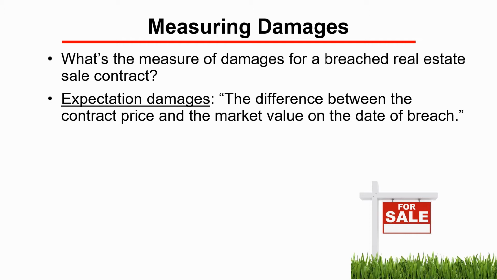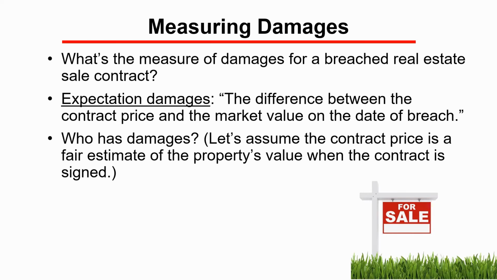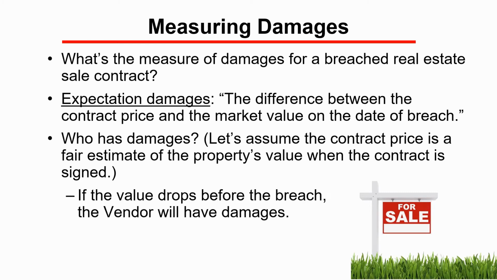They're measured by the difference between the contract price and the market value of the property on the date of the breach. Now, who has damages? If we assume that the contract price is a fair estimate of the property's value at the time the contract is signed, and let's assume that it is, then if the value drops before the breach, the vendor will have damages. And that makes sense because the vendor has to put the property back on the market now, and it's going to sell for a lower price if prices have been dropping.